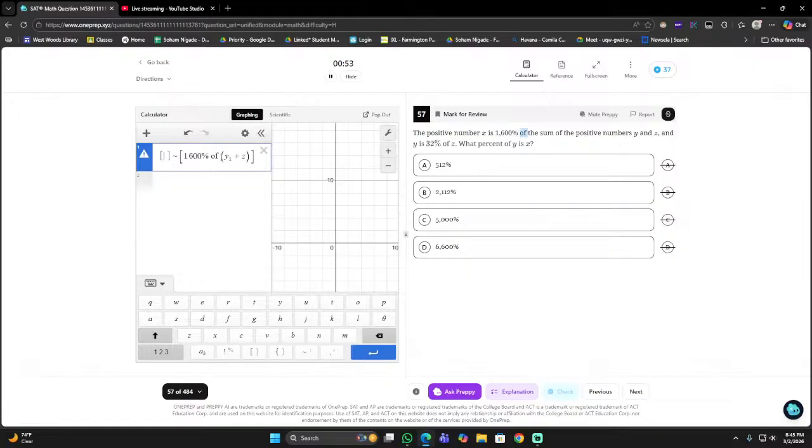Okay, let's use b for x. Okay, a, b, c. And then b is what? 32% of c. 32% c. A equals to.